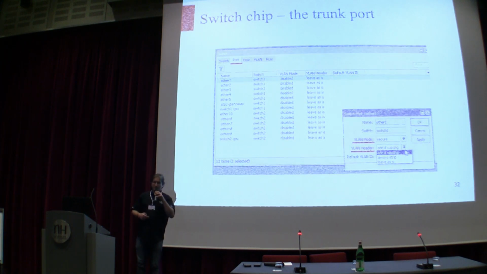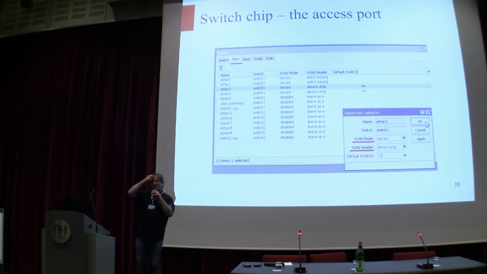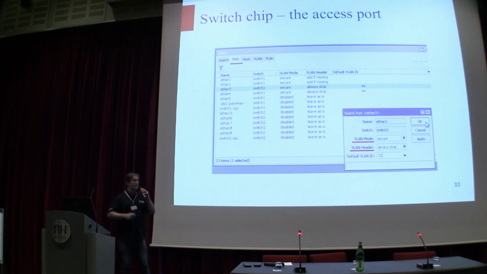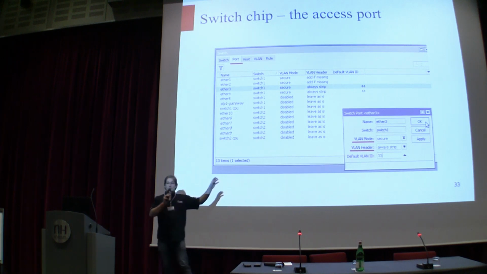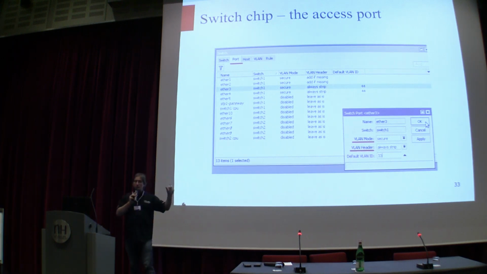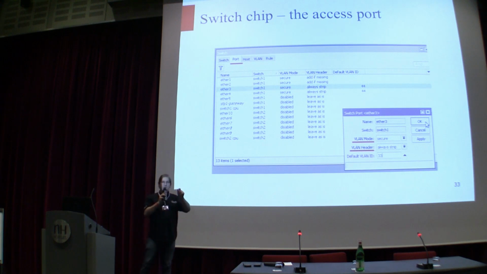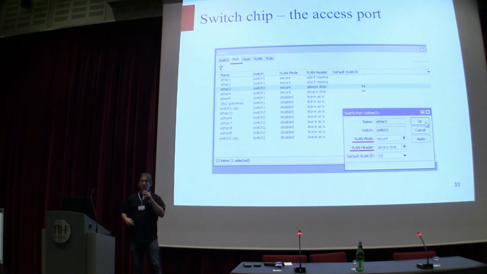And for Ether3 and Ether4, we configure them as access ports. Access port also have VLAN mode as secure, so only one VLAN is possible on the interface. And we select the VLAN header as always strip, so no VLAN tag can be in the packets going outside the port. Only Ethernet frames without VLAN tag will go outside this port.